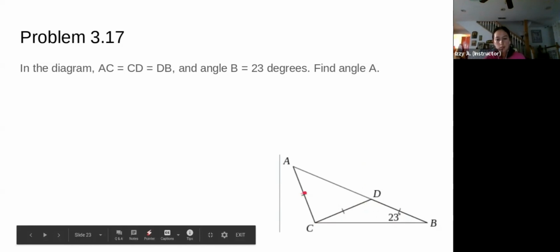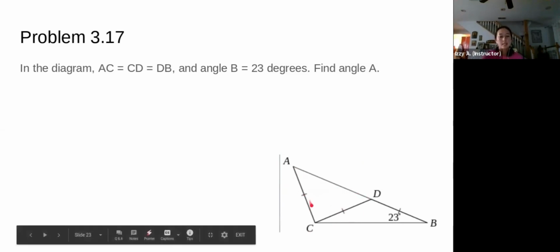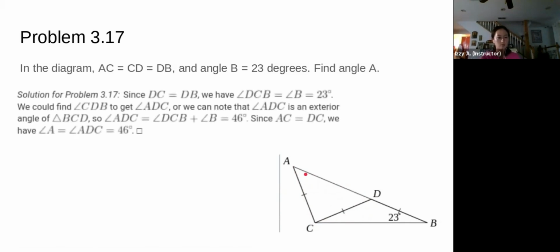And if we look at the next triangle right next to triangle DCB, we can see that triangle ACD is also an isosceles triangle, which means that angle ADC and angle A are going to be congruent to each other, and we know that angle ADC is 46 degrees. Therefore, angle A is also going to be 46 degrees. And there's the explanation that goes along with it.